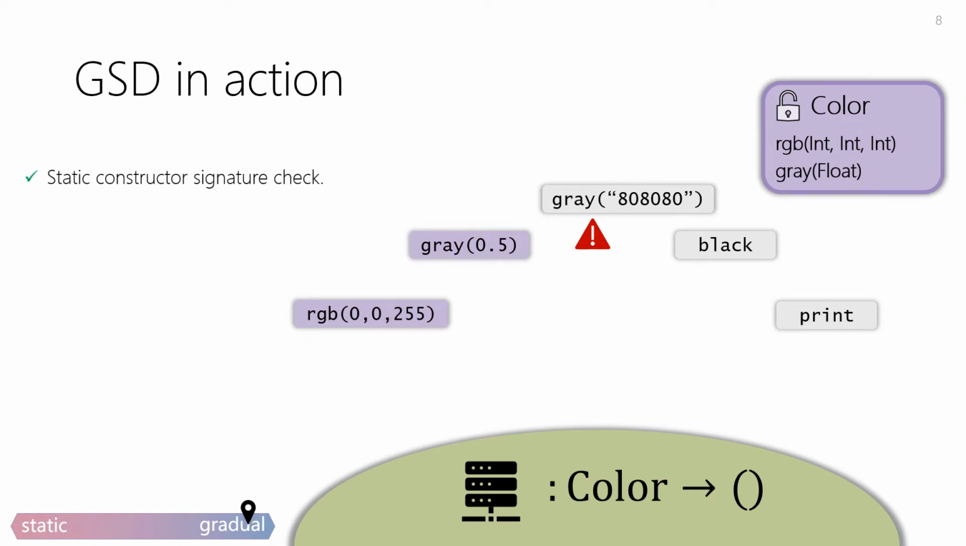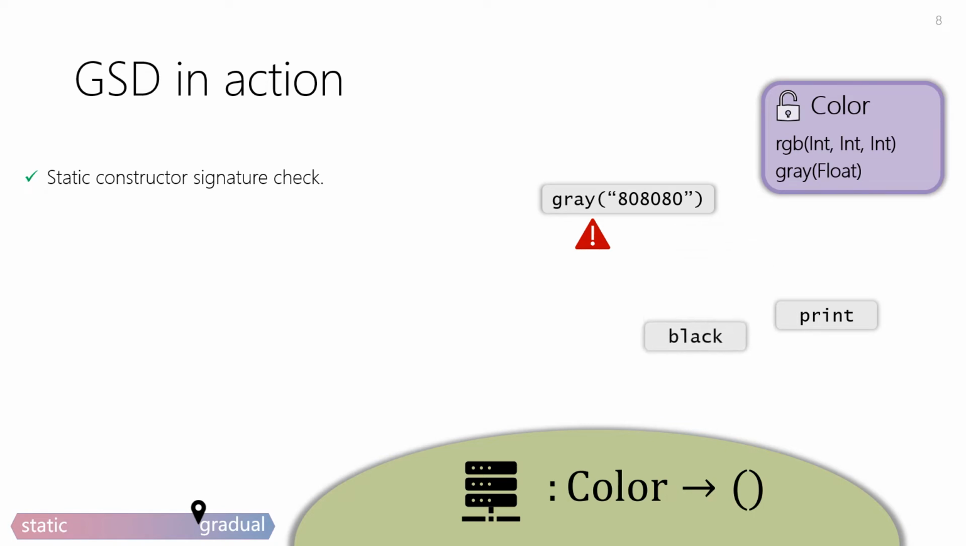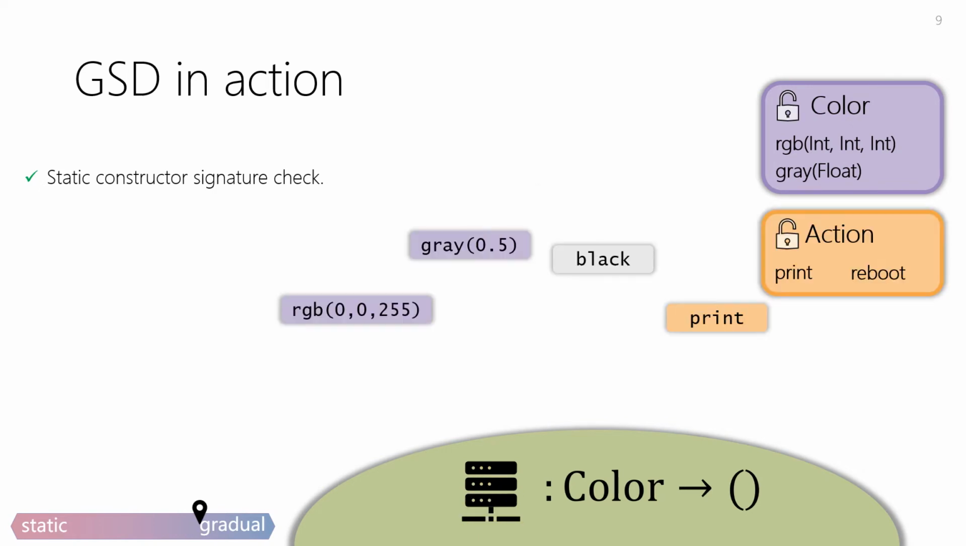Now, open data type definitions give us static checking of the defined constructors. The server now expects constructors of the type color, which includes free-floating constructors. To make things more structured, we introduce a new open data type called action, and print is no longer unclassified data.